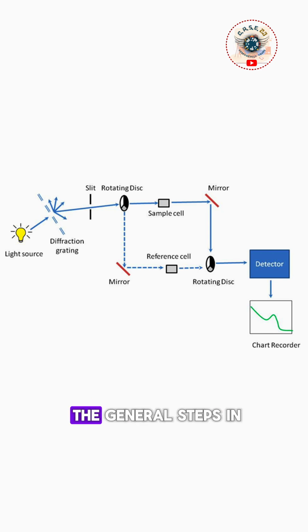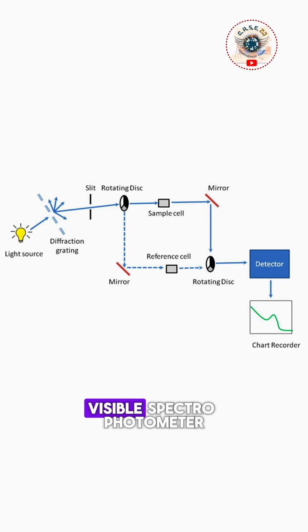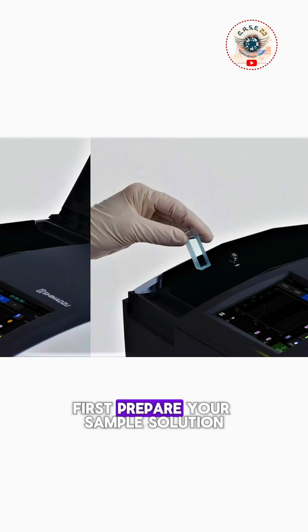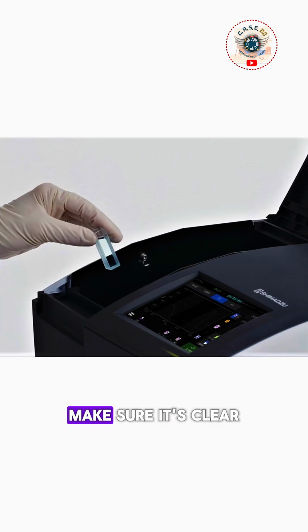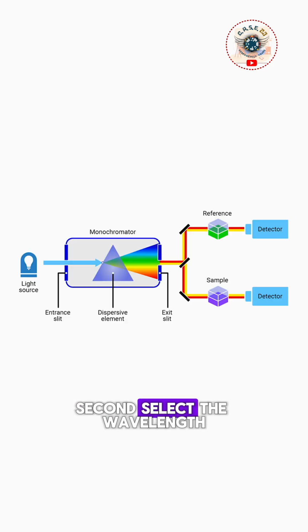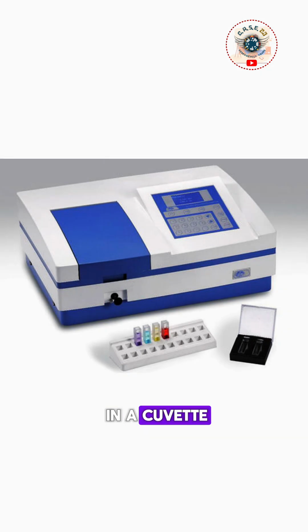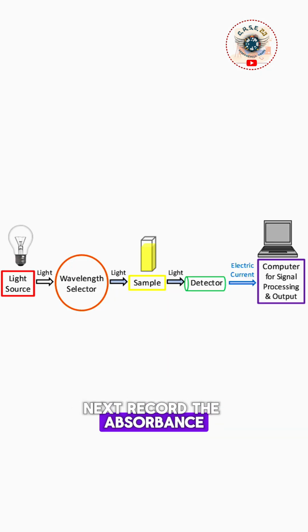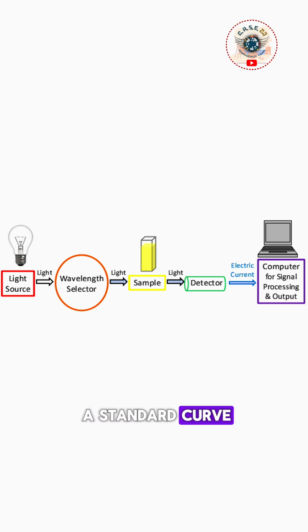Now, let's go through the general steps in using a UV visible spectrophotometer. First, prepare your sample solution. Make sure it's clear and free from bubbles or particles. Second, select the wavelength, usually at the lambda max. Third, calibrate with a blank solution. This helps to eliminate the solvent background. Next, place the sample in a cuvette. Wipe the outside to keep it clean. Next, record the absorbance and compare it with a standard curve if needed.